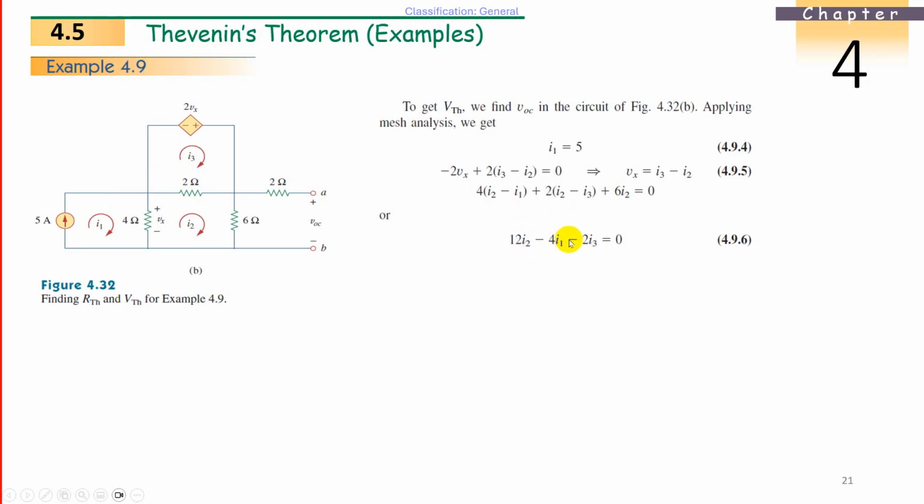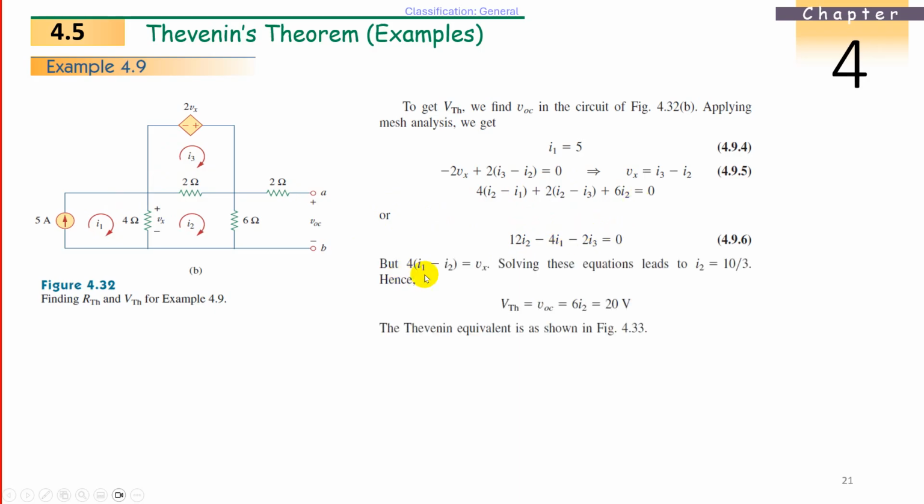Rearrange this, it will come to the same thing here. Now 4 I1 minus I2. What is 4 I1 minus I2? 4 I1, because current will be given here, right? So current should enter.